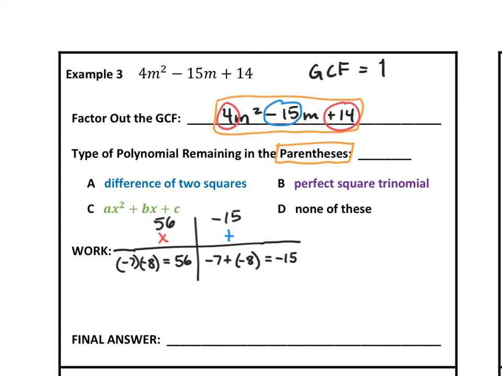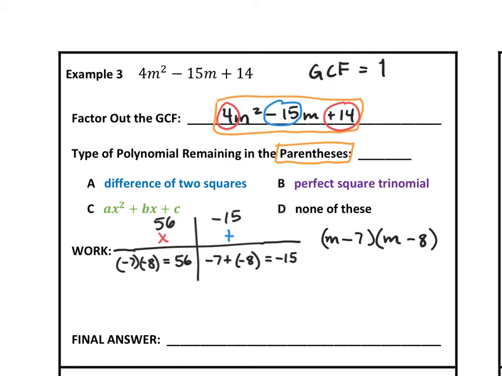And so we would write the following parentheses. The letter is M and M. The numbers that worked were minus 7 and minus 8.